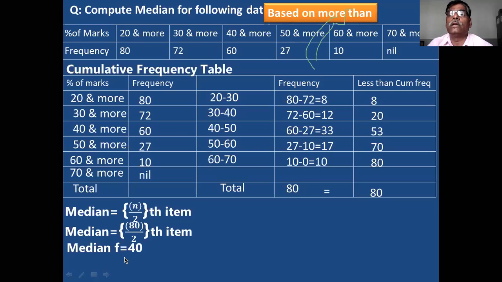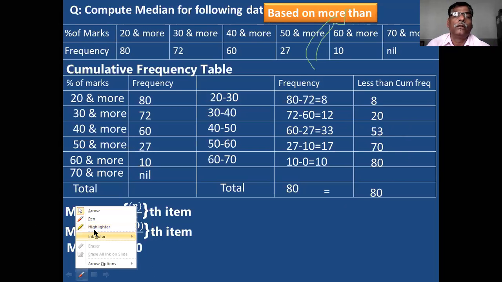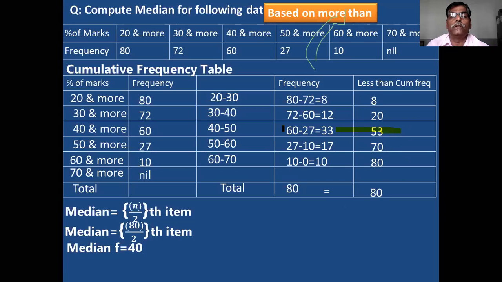So 40 number frequency comes in 53. Serial number 40 comes in this 53. Therefore, you mark this as the median class. This is the required information. You don't go back. This is the median class.